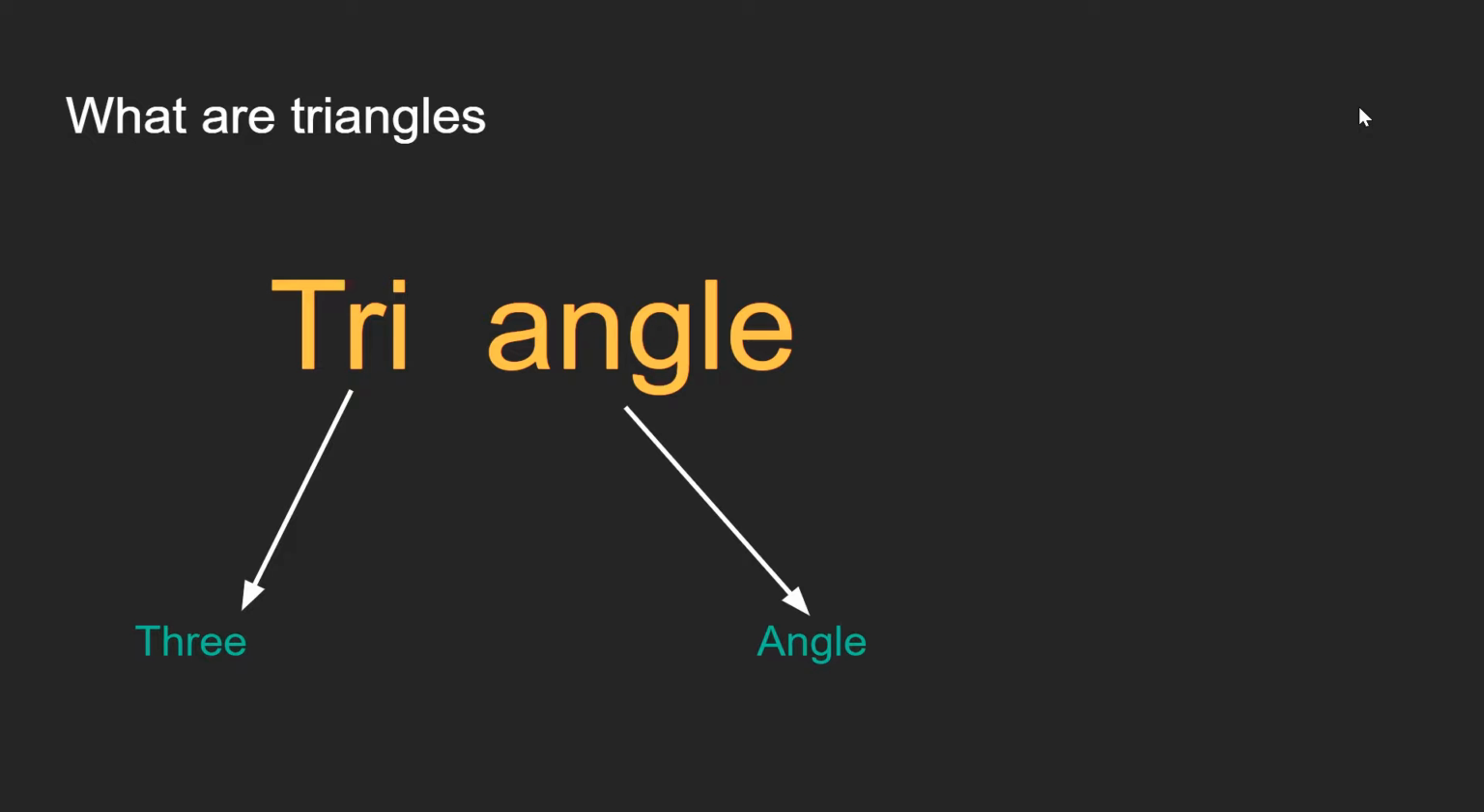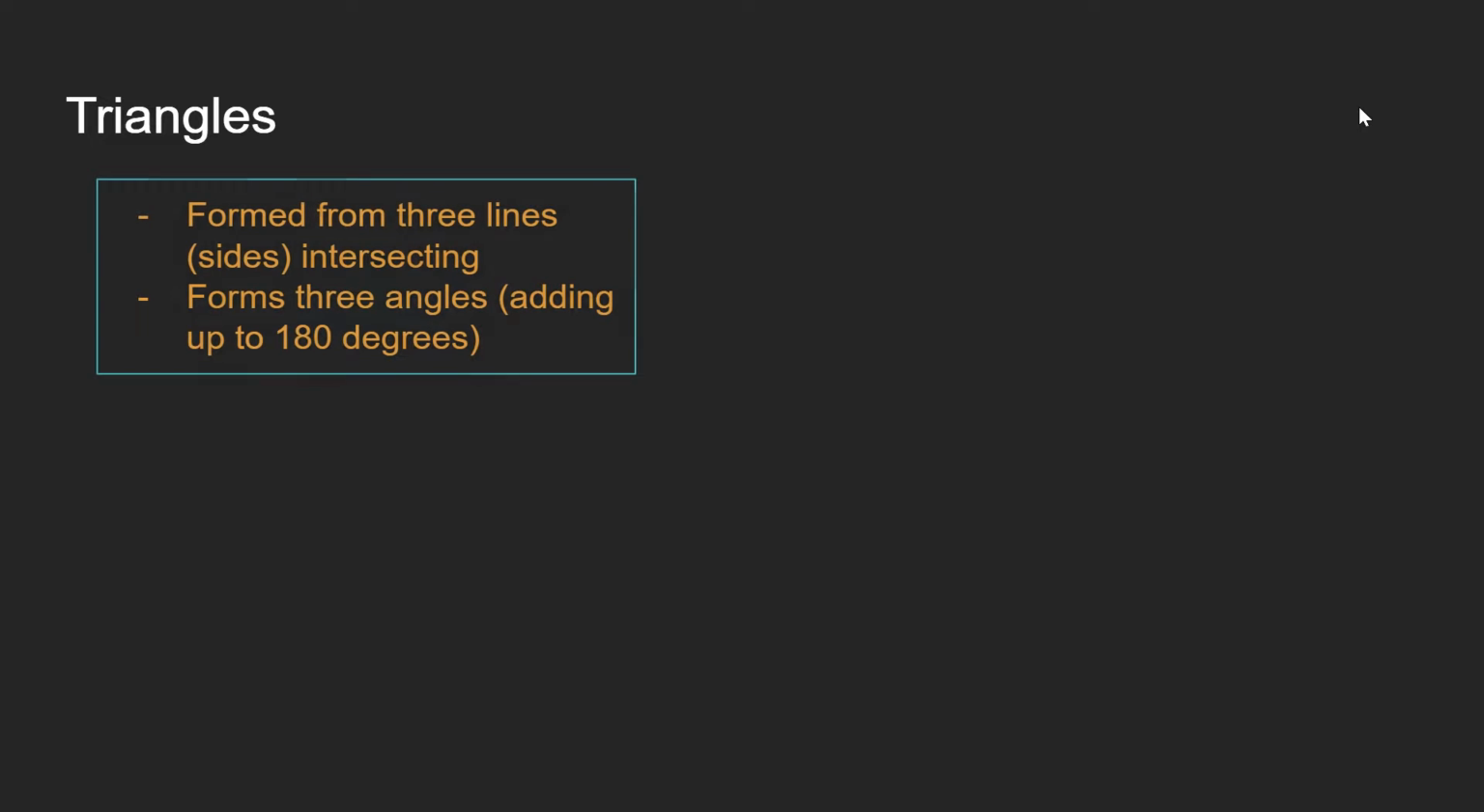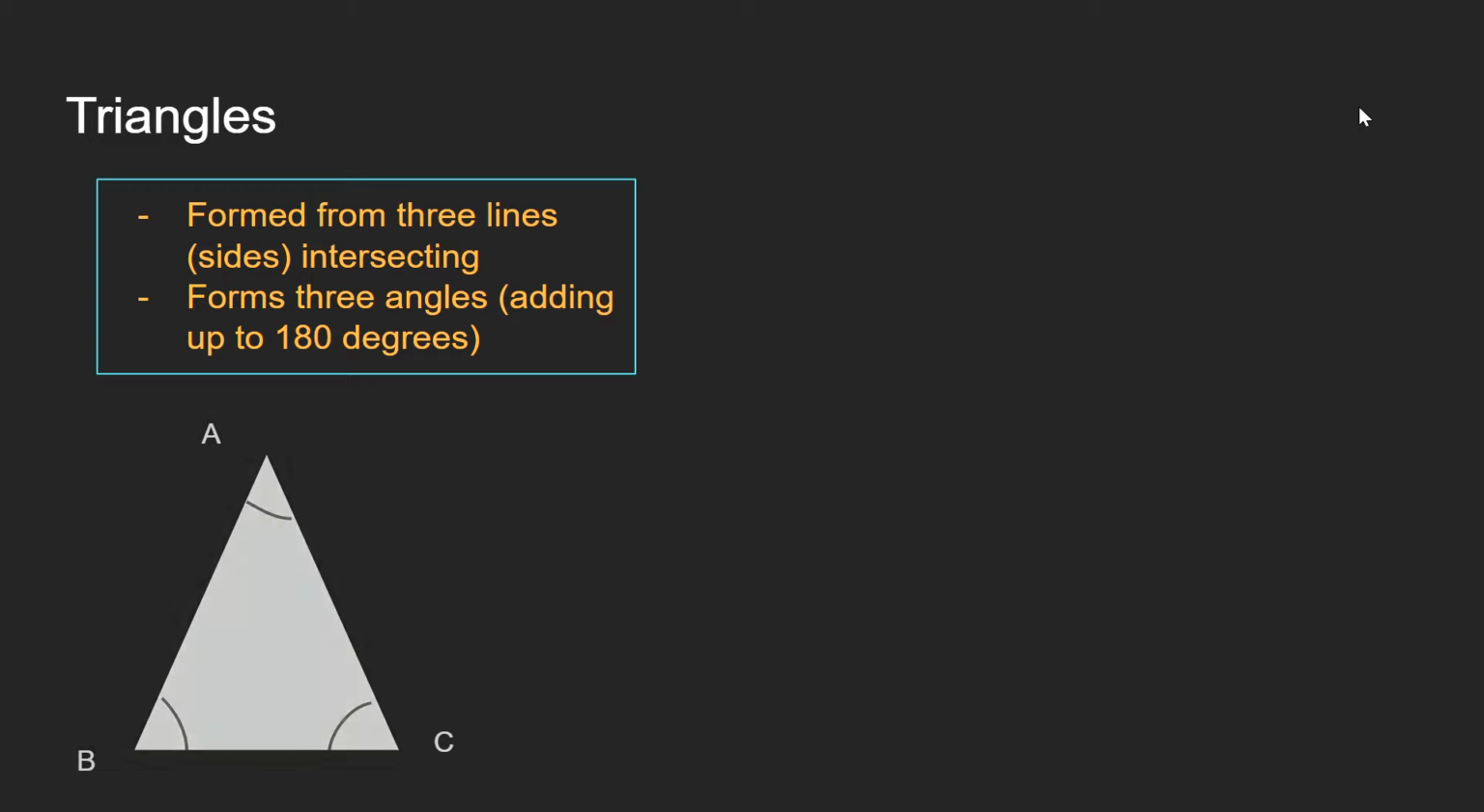So a very literal breakdown of what triangles mean. Tri stands for three and angle stands for angle. So essentially triangles are a three-sided figure that have three angles inside. It is formed by three lines intersecting, which are known as sides, and they also form three angles which add up to 180 degrees specifically.